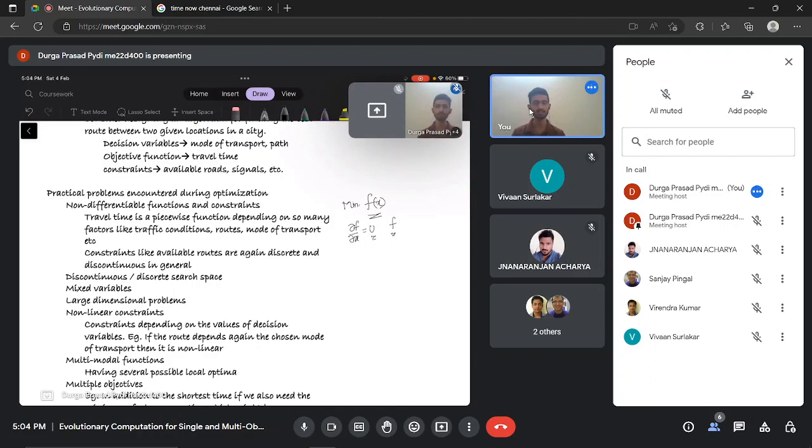But in practical scenarios, we usually have functions which are not continuous and which are not differentiable. So this type of approach is not always helpful.